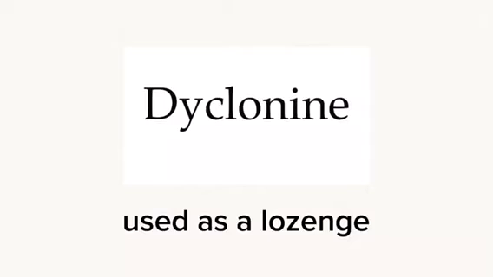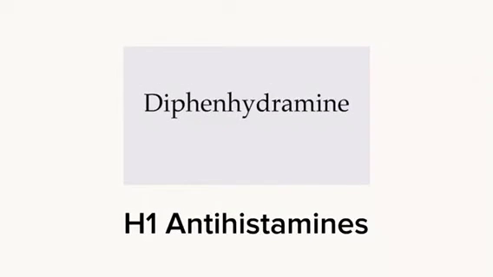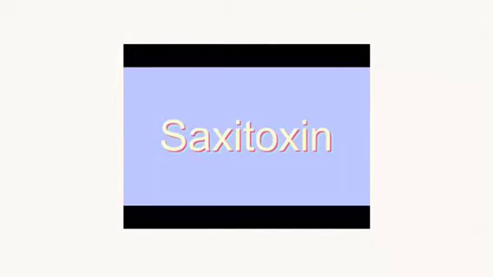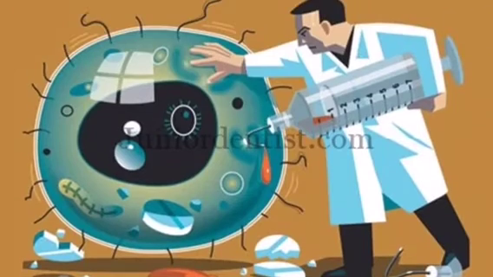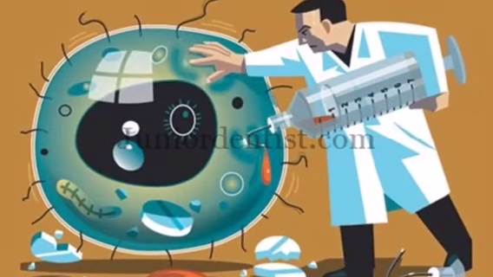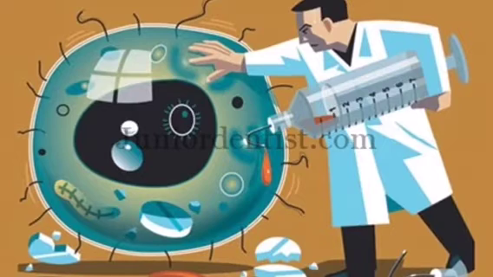Example of ketone type is dyclonine. Other chemicals that act like local anesthetics are: number 1, H1 antihistamine such as diphenhydramine. Number 2, saxitoxin. And number 3, tetrodotoxin. There are 2 mechanisms of actions of local anesthetics.